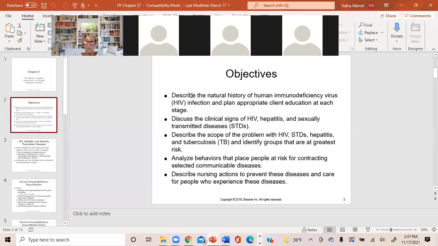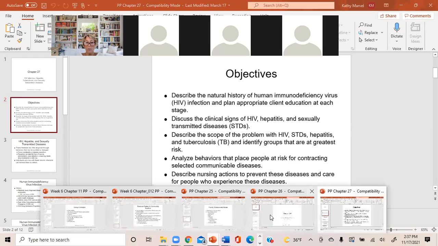Describe the natural history of HIV and plan appropriate education. Discuss the signs of HIV, hepatitis, and STDs. Describe the scope of the problem and identify the groups that are greatest at risk. It goes through each of these in the book. Analyze behaviors that place people at risk for contracting these selected communicable diseases. And then, what are the nursing actions to prevent these diseases and care for people who experience them? So this talks about primary, secondary, and tertiary. I'm just making that leap right now in case we don't get to it.